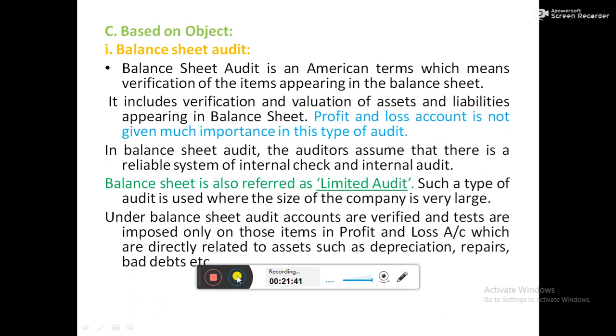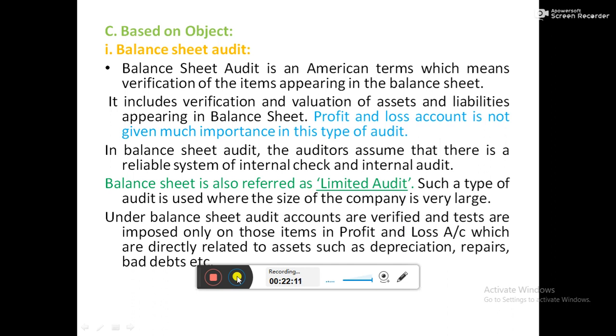Under this type of audit, the auditor assumes that there is a reliable system of internal check and internal audit in an organization. Balance sheet audit is also referred to as limited audit. I'll repeat it: balance sheet audit is also referred to as limited audit. Such a type of audit is used where the size of the company is very large.